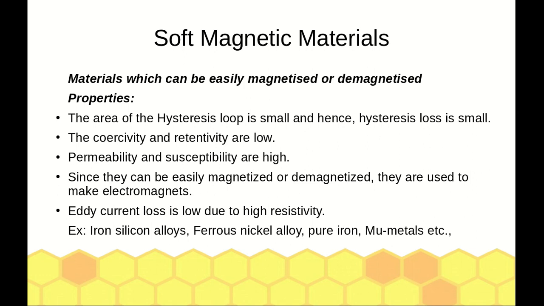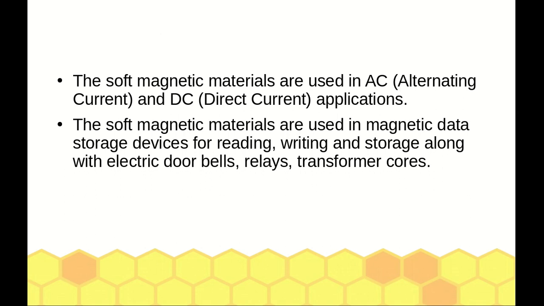Examples of soft magnetic materials are iron silicon alloys, ferrous nickel alloy, pure iron, mu metals, etc. The soft magnetic materials are used in AC and DC applications. The soft magnetic materials are used in magnetic data storage devices for reading, writing and storage purposes, along with electric doorbells, relays, transformers, cores, etc.